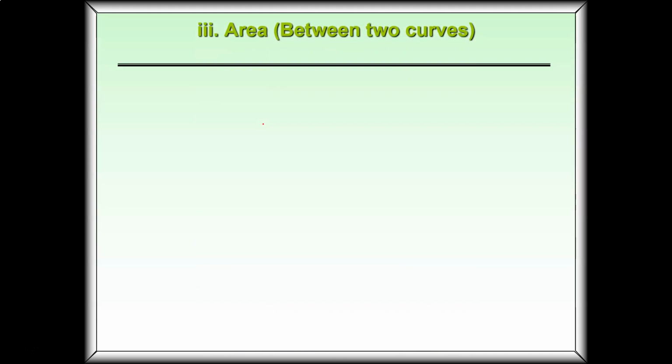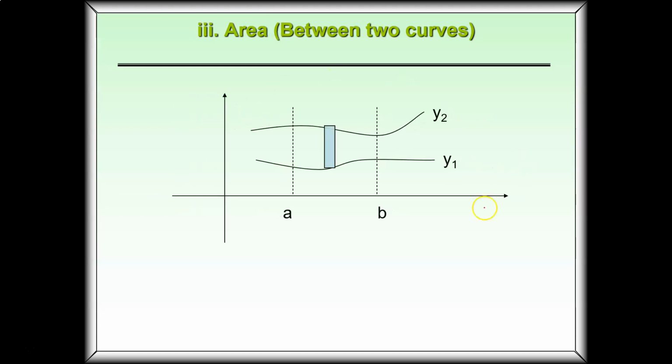Let's see the third case: area between two curves. The first case was area between a curve and the x-axis, and the second one we just learned was area between a curve and the y-axis. Now the third case, area between two curves. The area is enclosed between two curves. There are two curves now, no longer the x-axis or y-axis. Both are curves. So let's see.